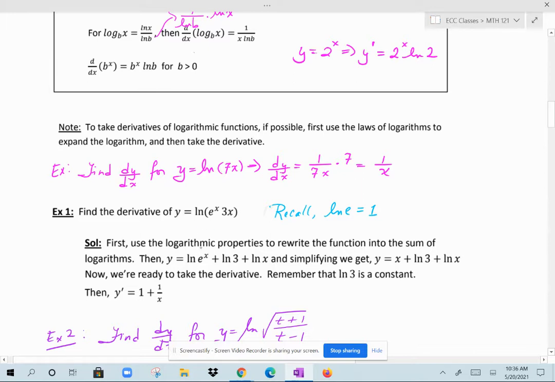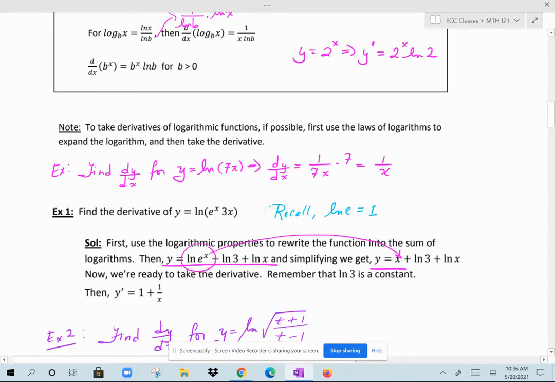So the first thing I did here was expand ln of e to the x times 3 times x into the sum of three terms. The product of e to the x times 3 times x becomes a sum. So that's ln of e to the x plus ln of 3 plus ln of x. Now, ln of e to the x is just equal to x.